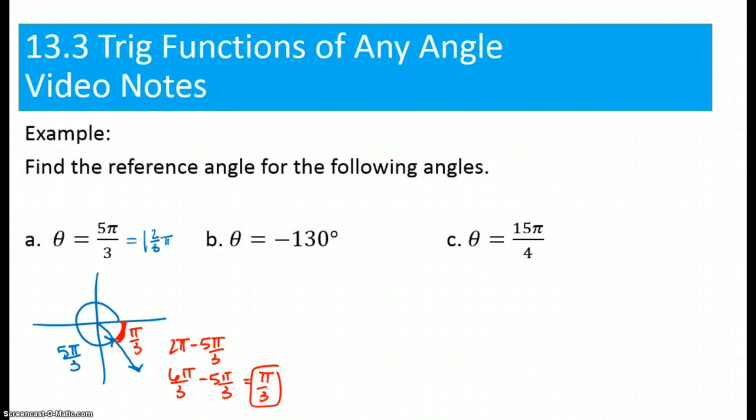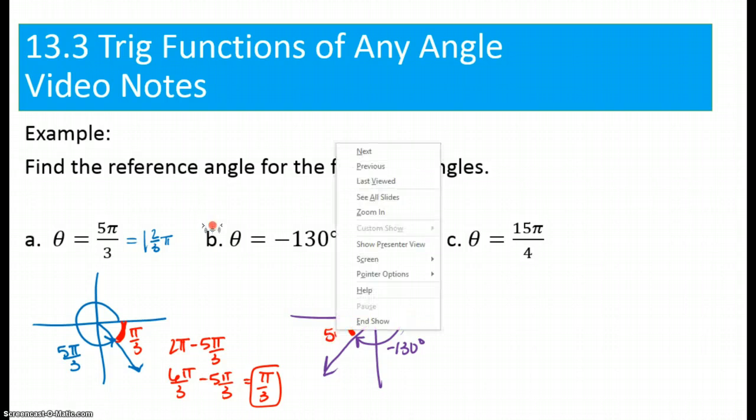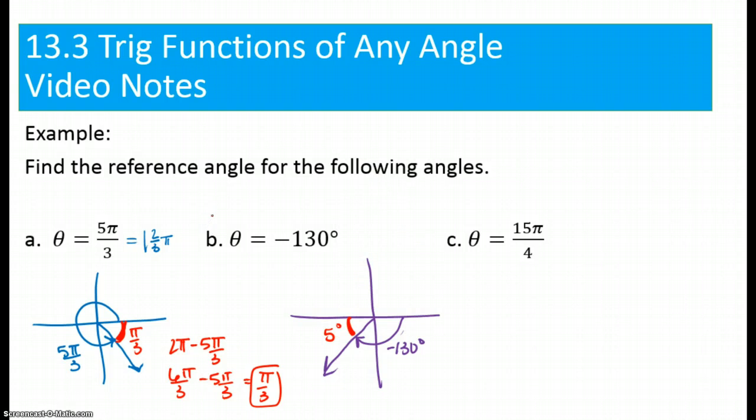Let's try again. Okay, theta equals negative 130 degrees. Well, that means that we go clockwise 130. This would be going clockwise negative 90. This would be negative 180, so we're in here. This would be negative 130 degrees. So what we're looking for is this angle measure right here. Okay, so we have this whole angle has to make 180 degrees. If I've already gone 130, that means my reference angle here is 50 degrees.